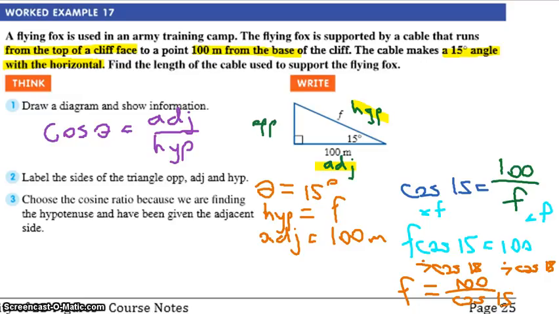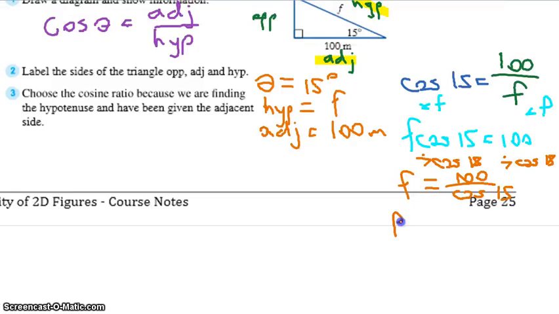Does anyone have the answer, by the way, before we go? 96.59. Okay, I want you to go home and look at this because that answer is not correct. The hypotenuse cannot be shorter. Thanks, Mr. Cole. See you guys.